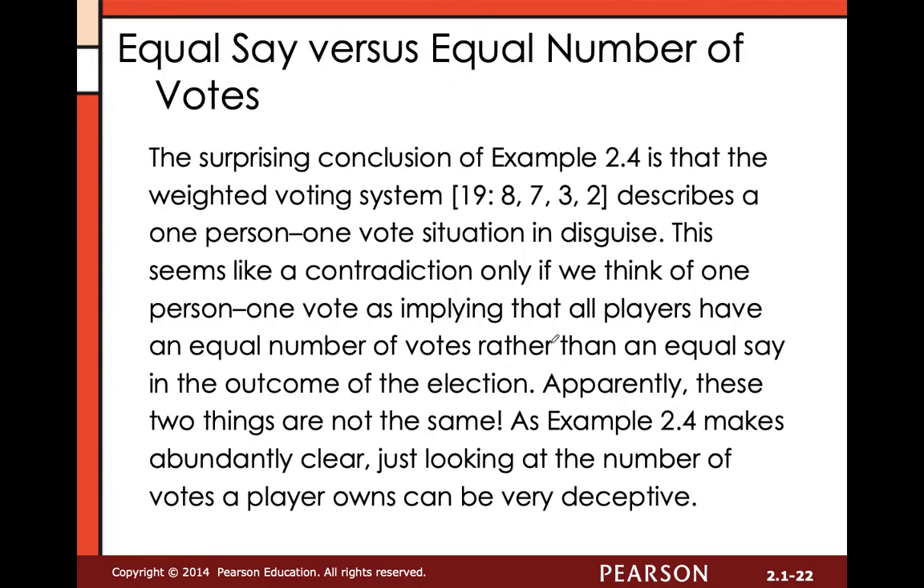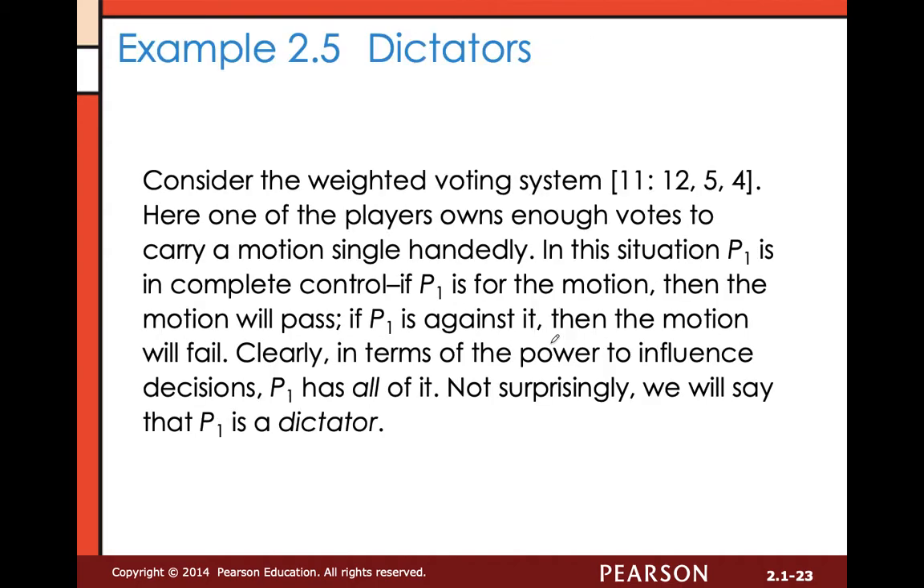All right, so the kind of surprising conclusion of what we were just talking about is that we're just describing a one person, one vote situation in disguise. Seems like a contradiction, only if we think of a one person, one vote as implying that all players have an equal number of votes, rather than an equal say in the outcome of the election. So that's where it's important to understand the difference between the number of votes and the power, if you will, being different for this. So apparently they're not the same. It makes it very clear with that previous example that just looking at the number of votes a player owns can actually be very deceptive.